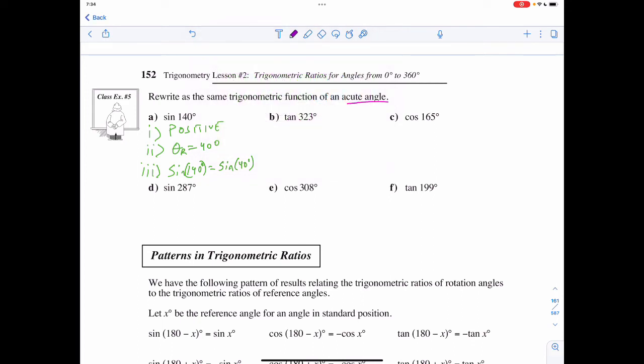For tan of 323, tan will be negative. The reference angle is going to be 37 degrees, which means that I can combine this to negative tan of 37 degrees. And remember, once again, always put it in your calculator to double check.